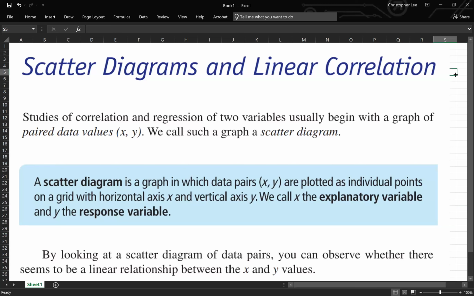Diagram. I still gotta be here too. It's true.